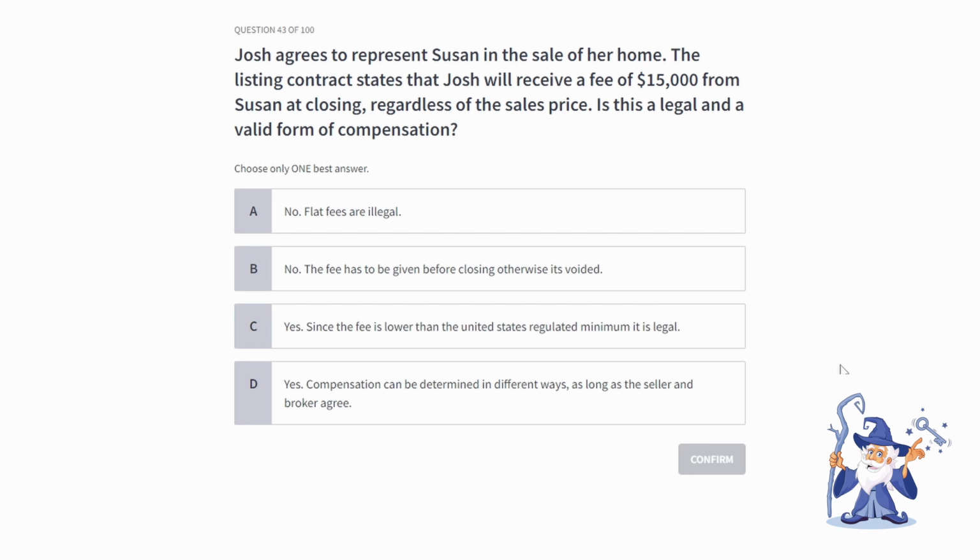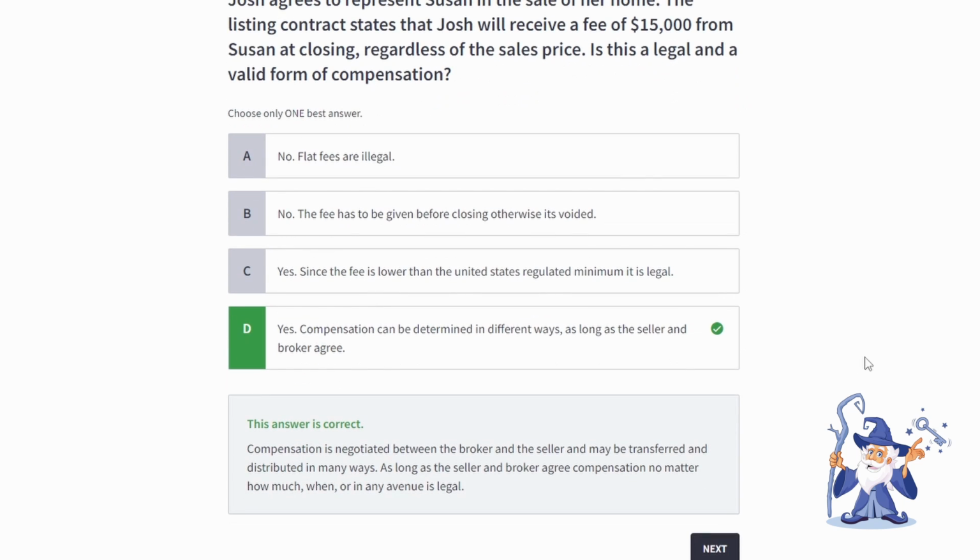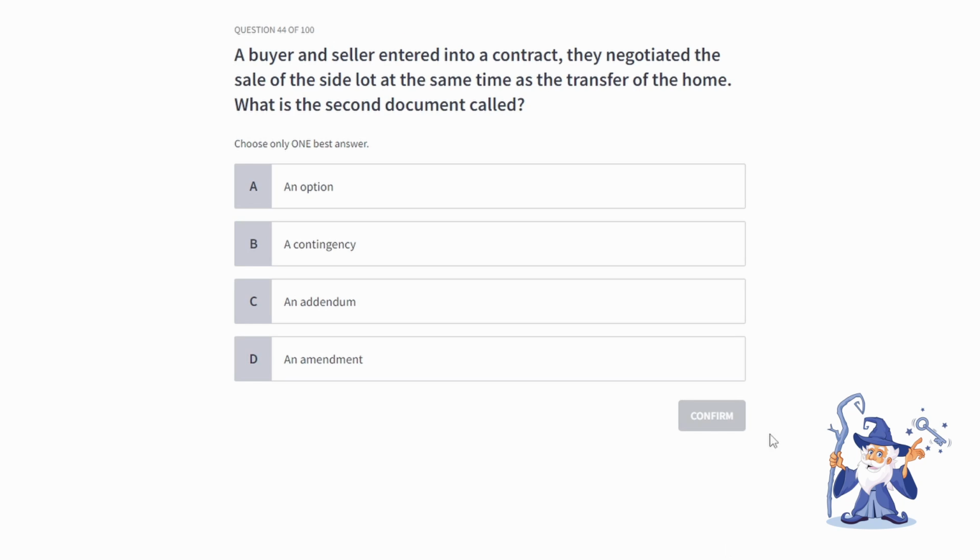Okay, so what is the correct answer for this one? Well, it's going to be D. That's right, compensation can be determined in many different ways. As long as the seller and broker agree, it's okay. Simple as that. All right, next one.